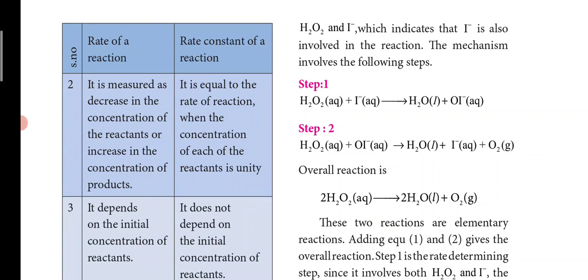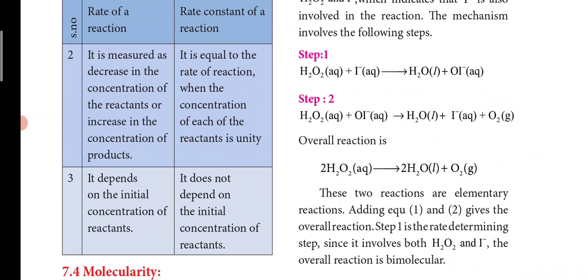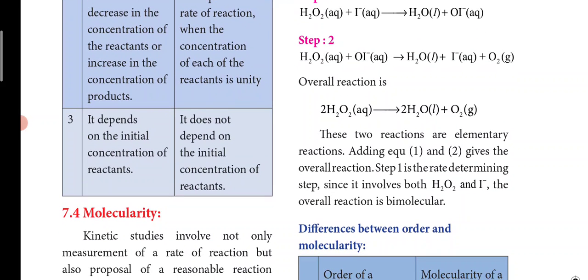If you look at its mechanism, first H2O2 reacts with I minus to give H2O and OI minus, and H2O2 again reacts with that OI minus to give water, iodide ion and oxygen. The overall reaction gives water and oxygen, and these two reactions are elementary reactions. Step 1 and step 2 that are written, all of them are elementary reactions. If we add both, we get the overall reaction.